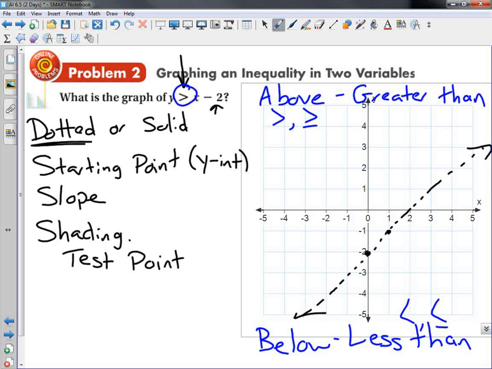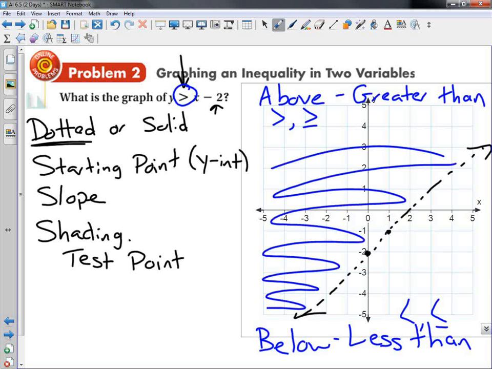So if I come back to this problem right here, my symbol is a greater than symbol. So if it's greater than, I'm going to shade above the line. And it makes sense to think about it as being above is greater than. And that's where I shade. So there's 2 strategies for shading.